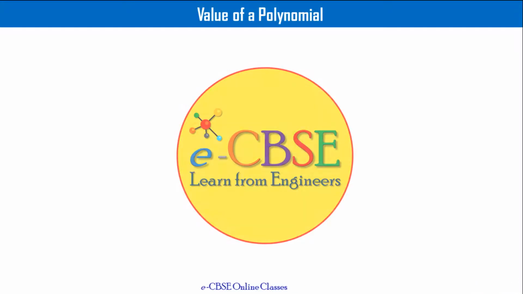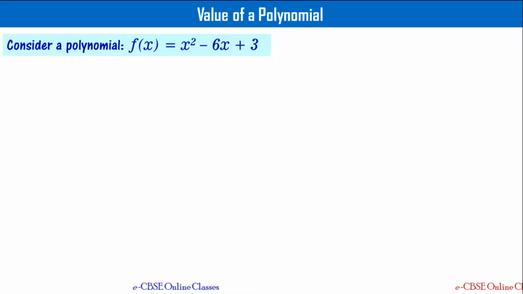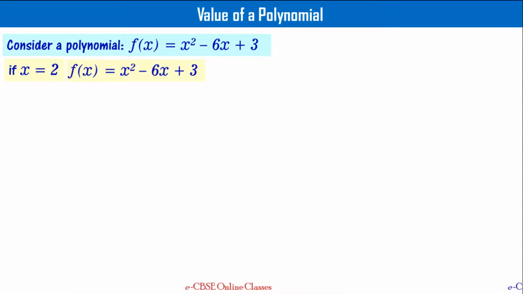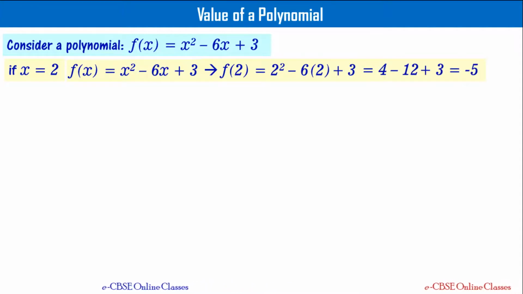Now let's understand what is meant by the value of a polynomial. Let us consider a polynomial f of x equal to x square minus 6x plus 3. If x equal to 2, f of x can be written as f of 2. It means wherever you have x in the equation, you substitute 2 for x. So f of 2 can be written as 2 square minus 6 times 2 plus 3. Simplify it to get minus 5 as the answer, right? This is f of 2 equal to minus 5.